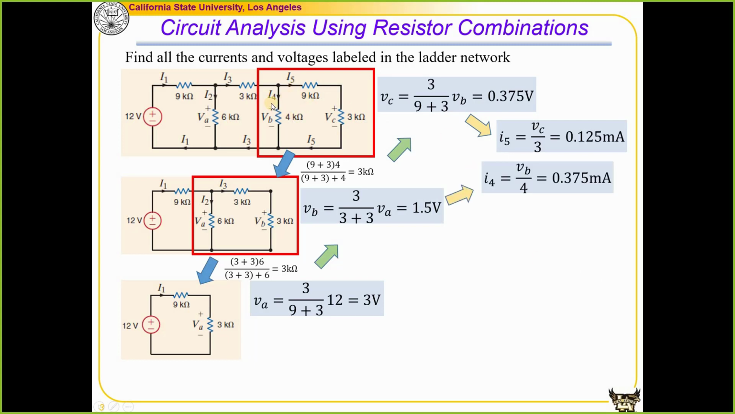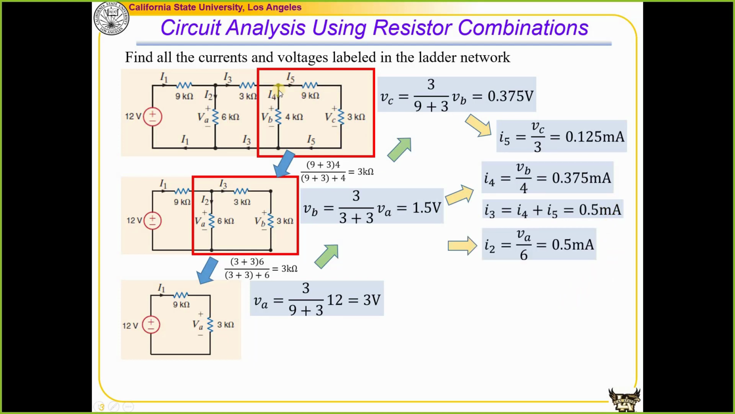And if we find I5, we can also find I4 from VB over here. We know the voltage and we know the resistance, so by using Ohm's law we can find I4. We can do the same thing to find I3 by using KCL. I3 is the current going into this node, and I4 and I5 are currents leaving the node. So I3 is equal to I4 plus I5. This is KCL at this node, 0.5 milliamp.